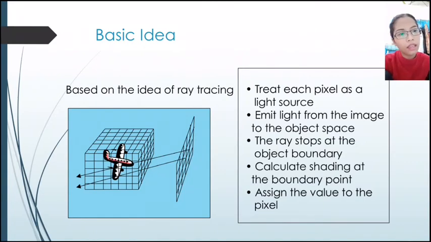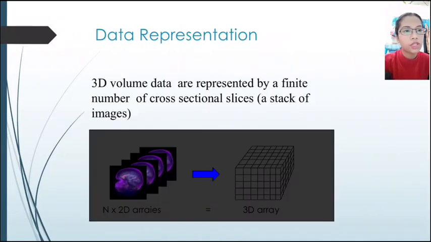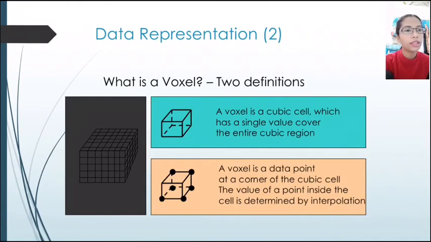Basic idea: based on the idea of ray tracing, it treats each pixel as a light source and emits light from the image into the object space. Then the ray stops at the object boundary, then calculates shading at the boundary point and assigns the value to the pixel. Data representation: 3D volume data are represented by a finite number of cross-sectional slices, or a stack of images.